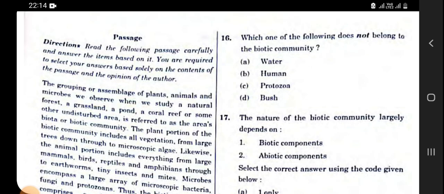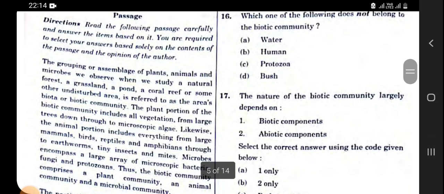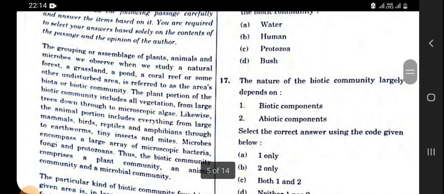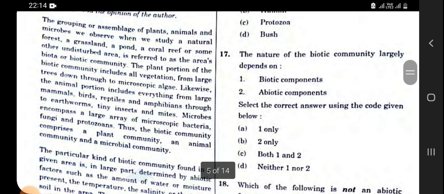Which one of the following doesn't belong to the biotic community? So question number 16 is A, water. Question number 17. The nature of the biotic community largely depends on option B, that is 2 only. The answer is abiotic components.